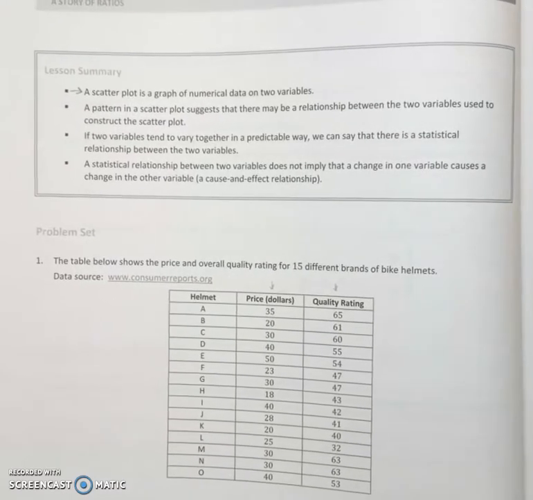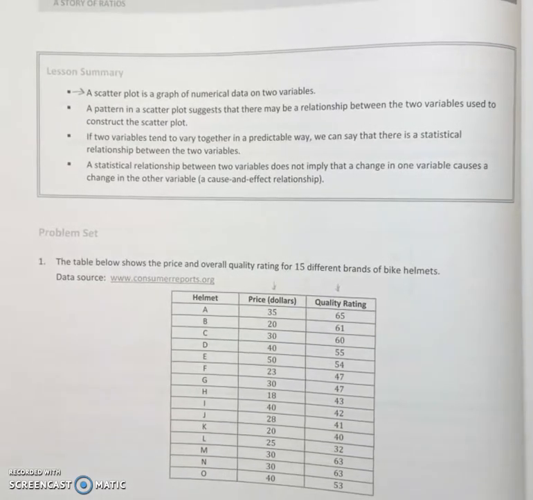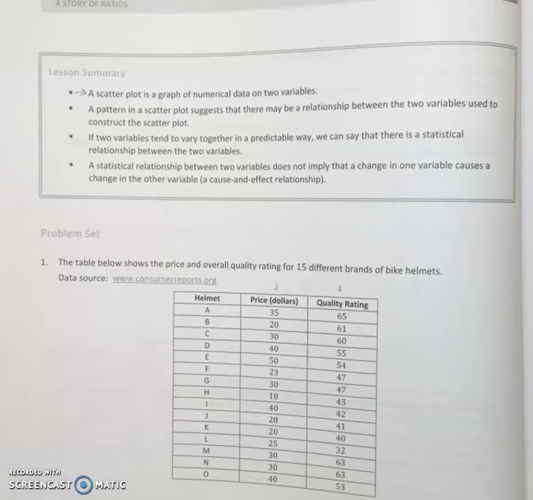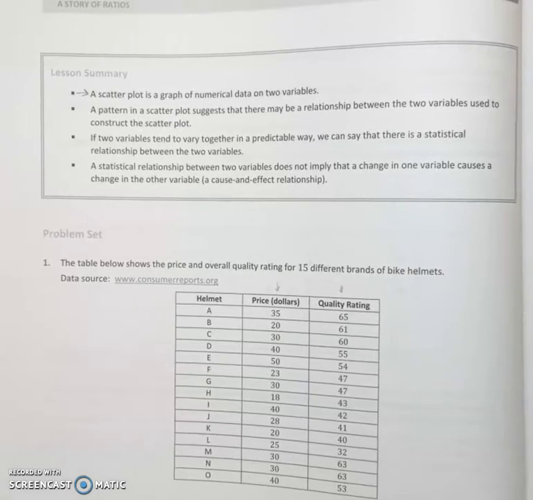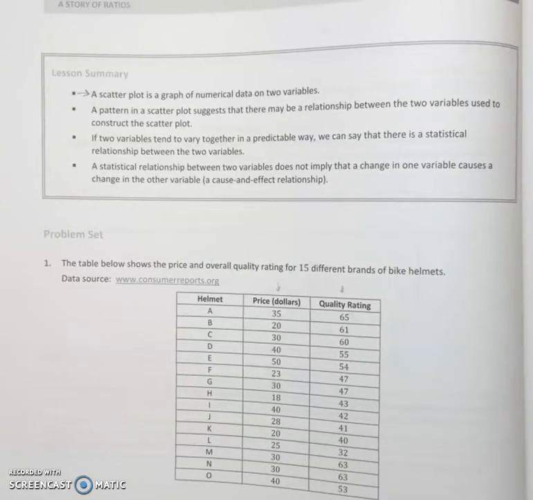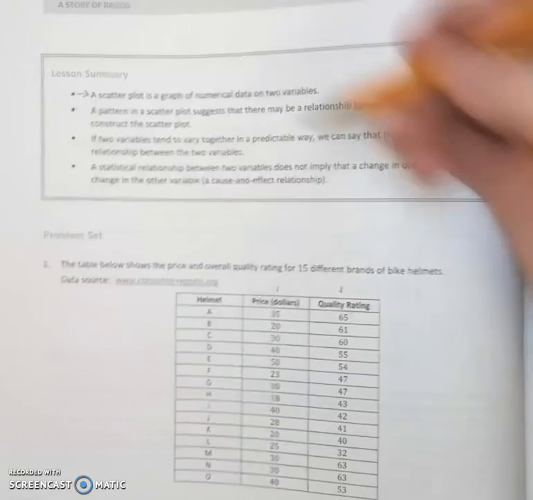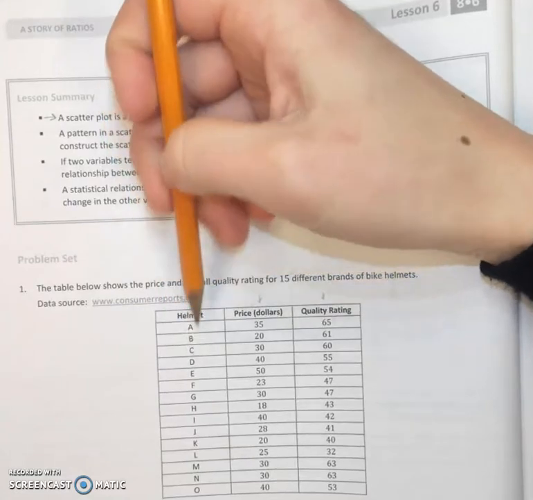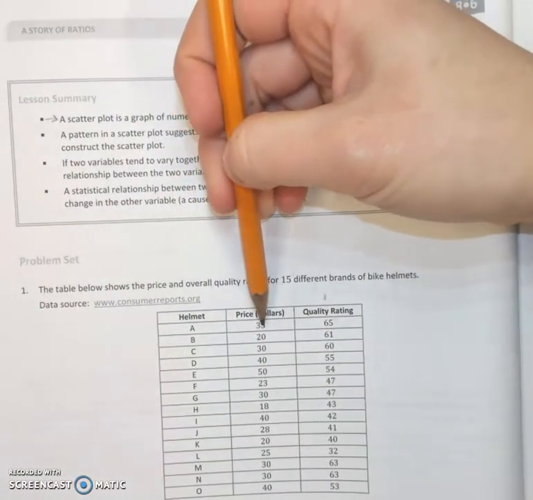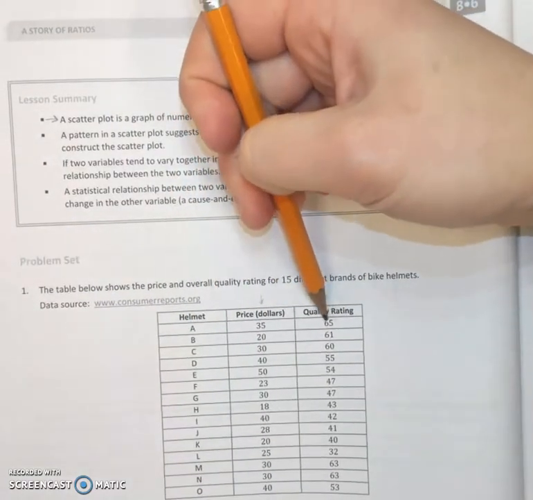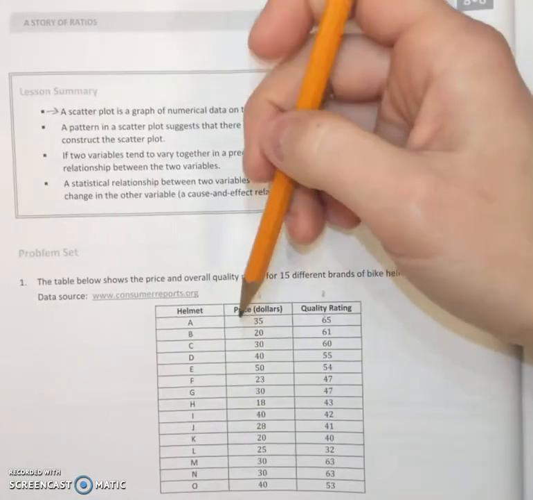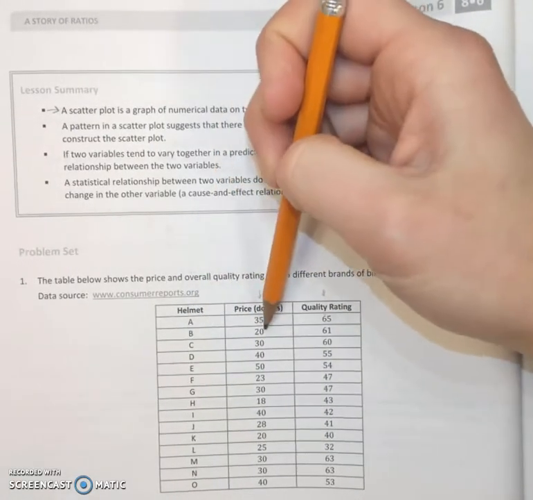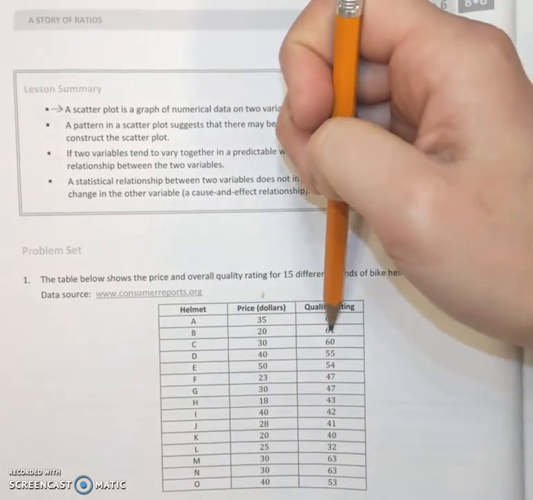So looking at this, number 1, the table below shows the price and overall quality rating for 15 different brands of bike helmets. So basically what it's telling us is there's 15 different bike helmets, helmet A, helmet B, helmet C, and helmet A was $35 and had a quality rating of 65. Helmet B was $20 and had a quality rating of 61.